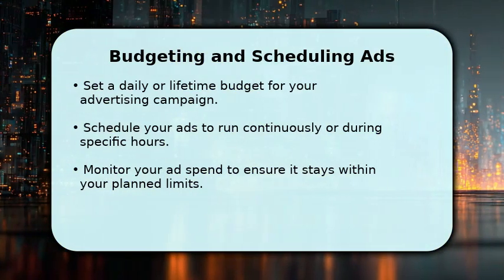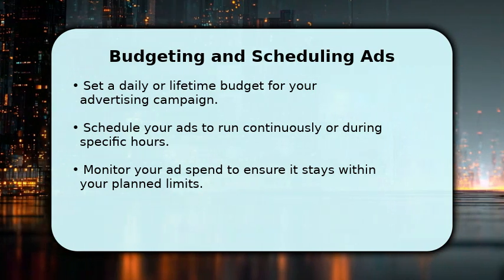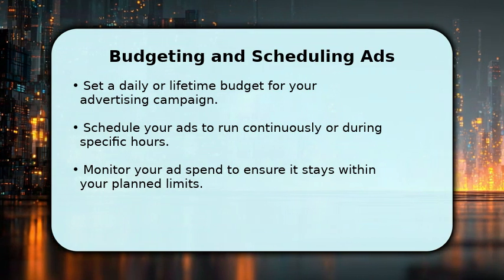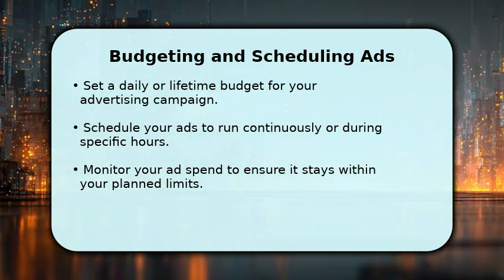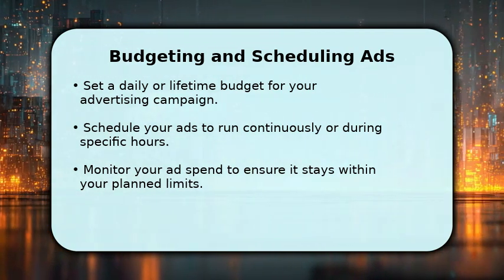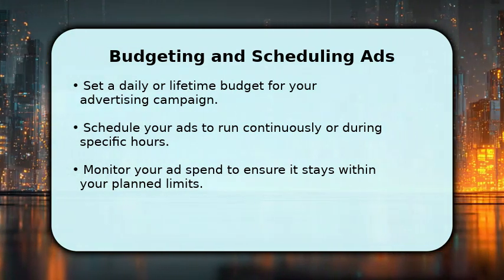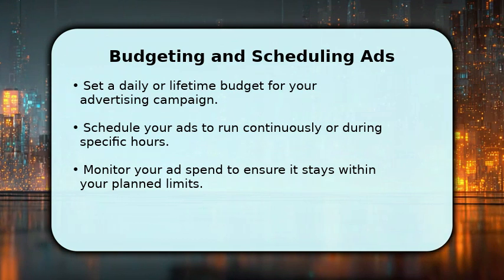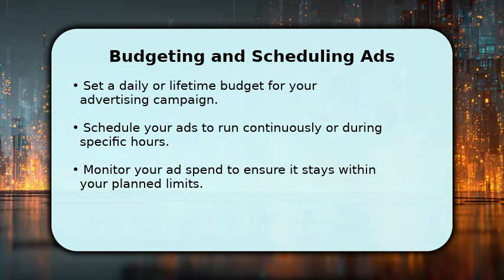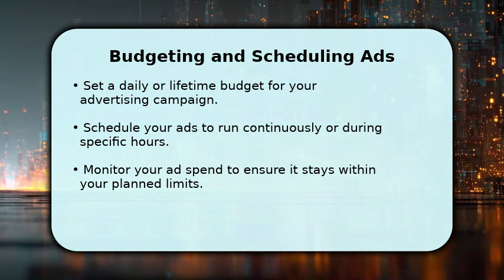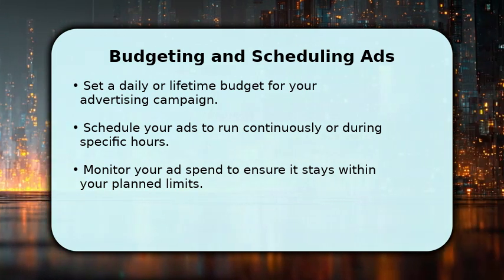Now, establish your budget and schedule. You can opt for a daily budget, perhaps $25 per day, or a lifetime budget over a set period. Decide if you want your ads to run continuously or during specific peak hours when your audience is most active. Thoughtful budget allocation and strategic scheduling are key to ensuring your ads perform optimally without overspending, providing consistent visibility.